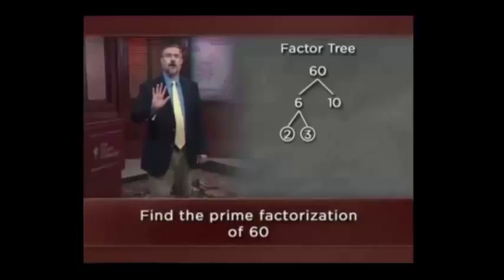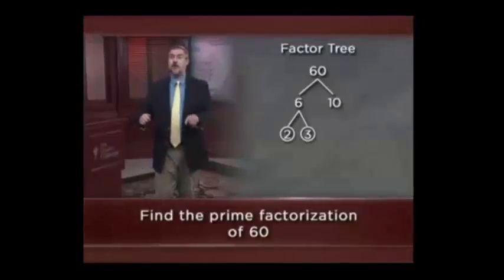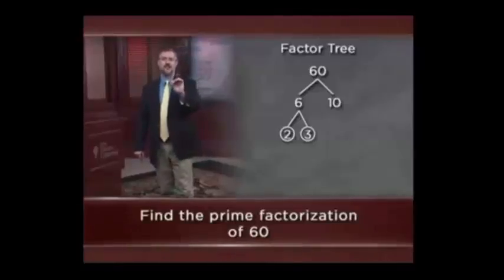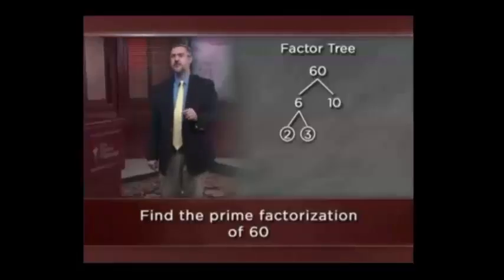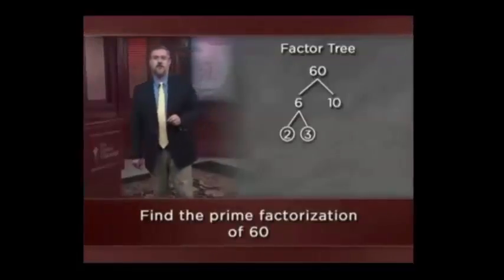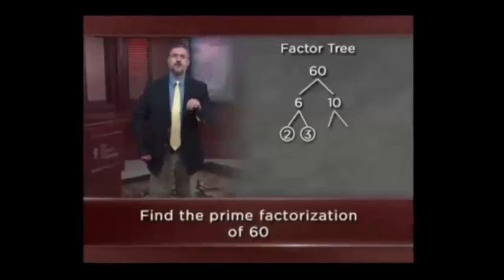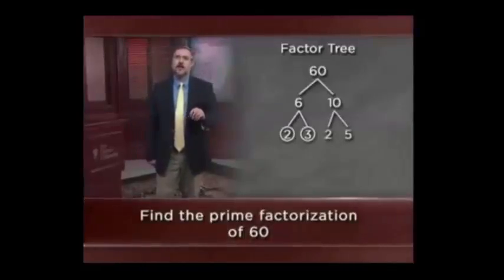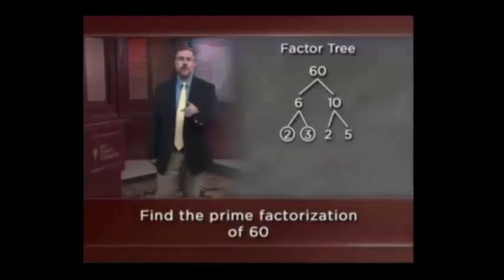That way, I know I don't have to do anything else with that part of the picture. Now, we need to work on that 10 that's still there because the 10 is not prime. 10 can be factored as 2 times 5. So under the 10, we draw 2 more little line segments, putting a 2 at the end of one of the lines and a 5 at the end of the other.